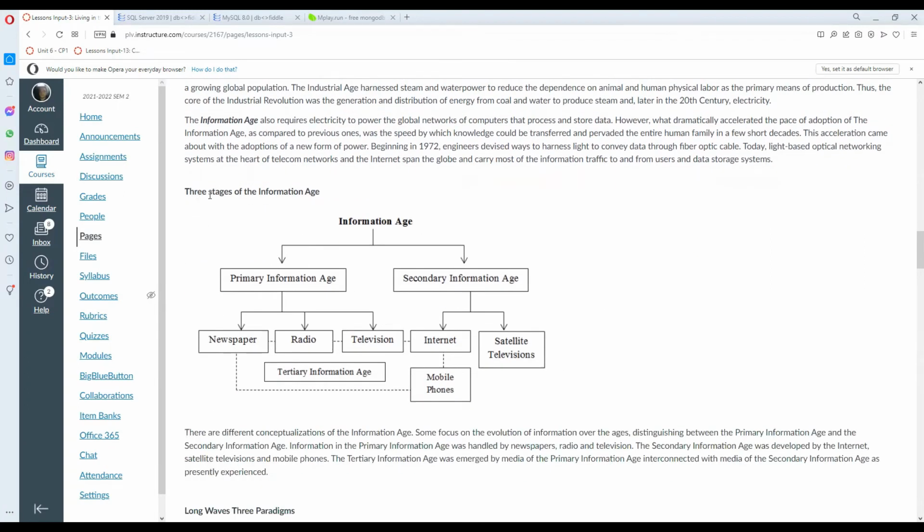We have three stages of the information age. So notice we have the primary and the secondary information age. Under the primary, we have newspaper, radio, and television. Under the secondary, we have the internet and satellite televisions. Now, from this particular secondary information age, we also have the tertiary information age, which comprises mobile phones or mobile computers.